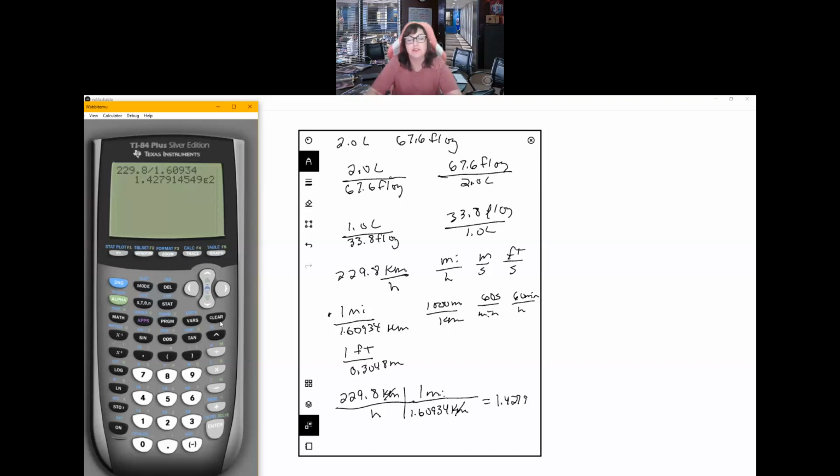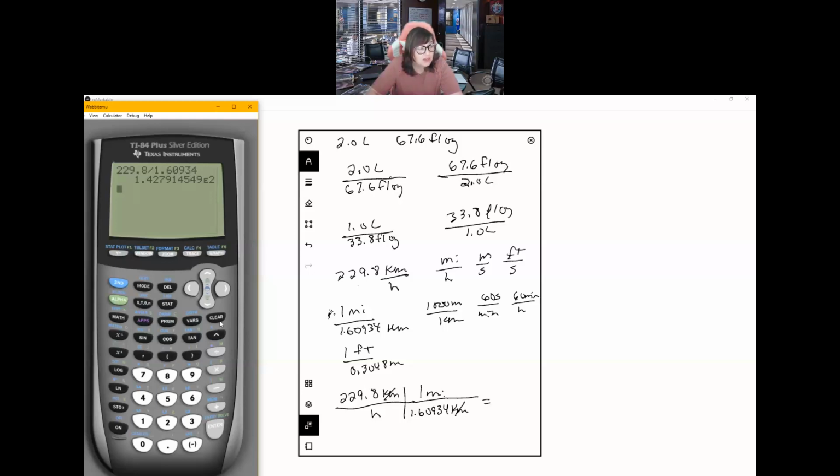Here's where we talk about sig figs. This conversion factor that I was given is considered infinitely known, so this one is never going to limit what I talk about. So the answer that I need to think about is how many digits were given to me here. 4 sig figs in that number. So my answer should have 4 sig figs.